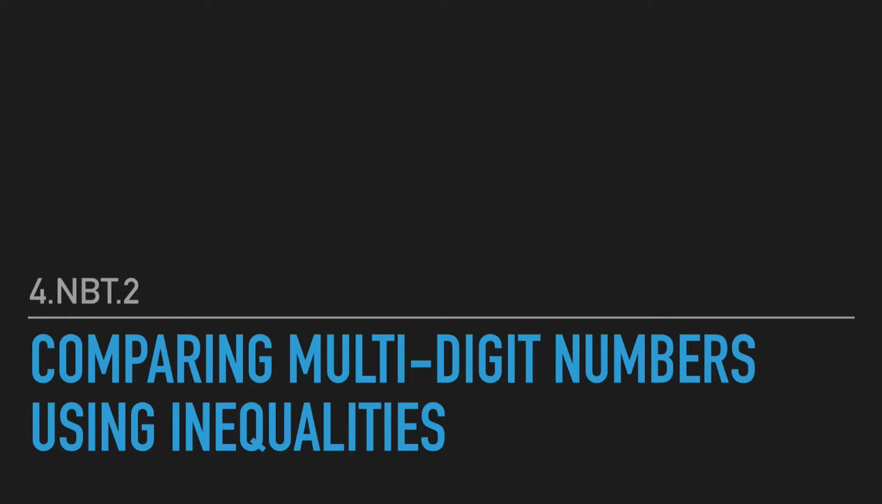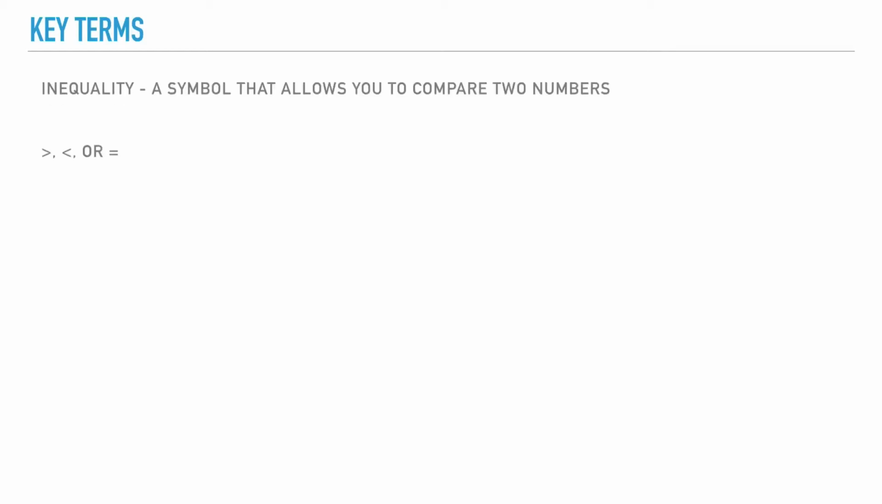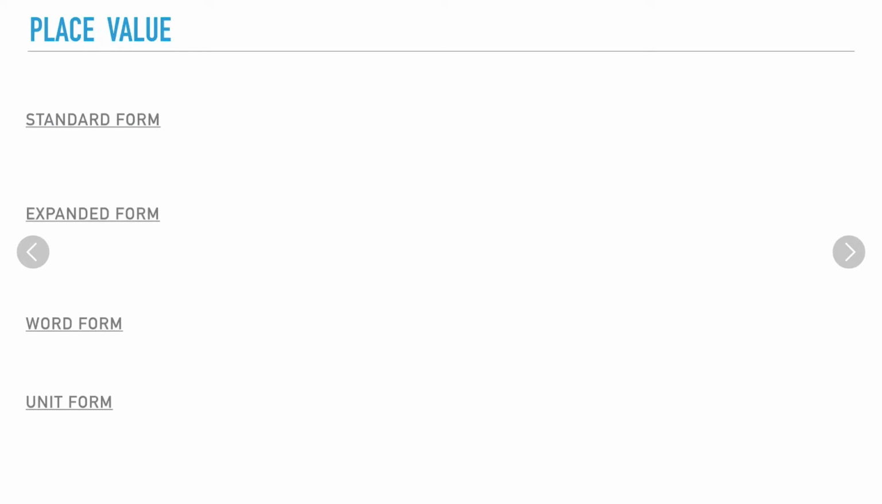In today's lesson, we're going to learn how to compare multi-digit numbers using inequalities. But what is an inequality? You guys ask the best questions. An inequality is just a symbol that allows you to compare two numbers. In this case, we're going to be using greater than, less than, and equal to.